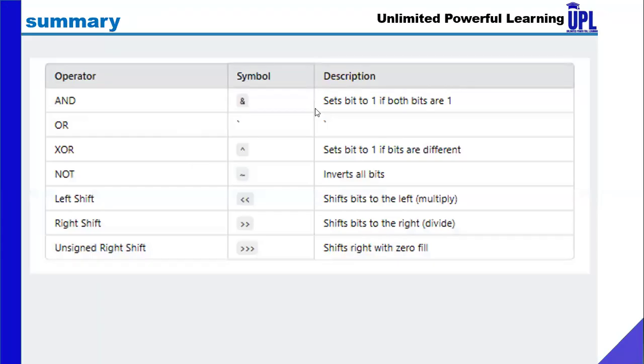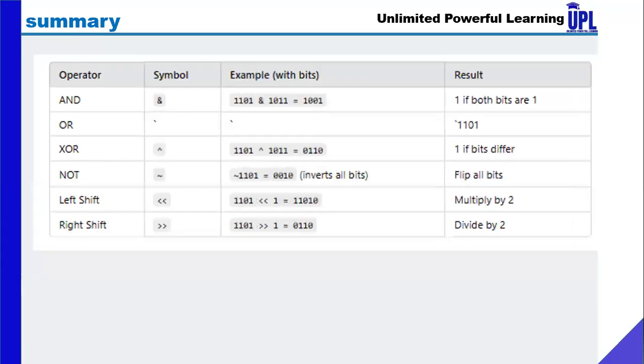Basically, the AND symbol sets the bit to 1 if both bits are 1. Exclusive OR sets the bit to 1 if the bits are different. NOT inverts all bits. Left shift means shifting the bits to the left, which is multiplying: each left shift by one digit multiplies. Right shift means dividing. Triple right shift means shift right with a 0 fill. Using this, we can achieve a lot of things.